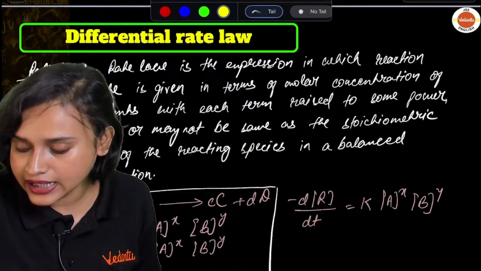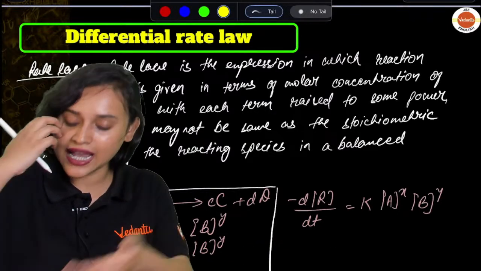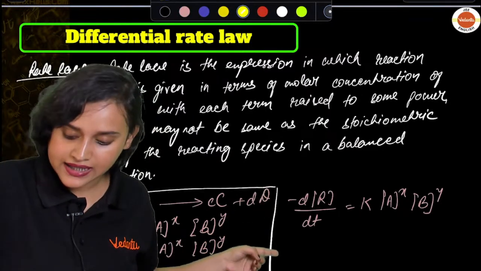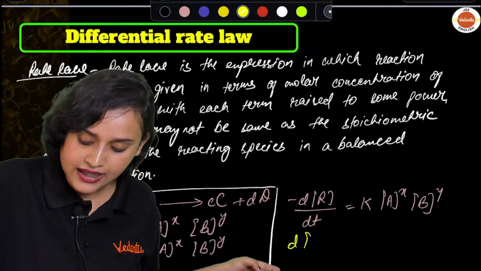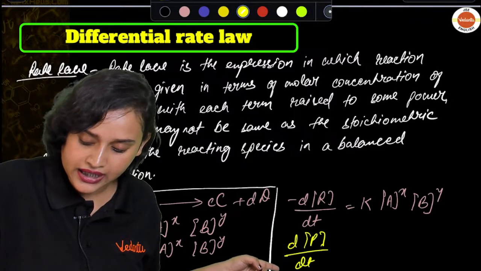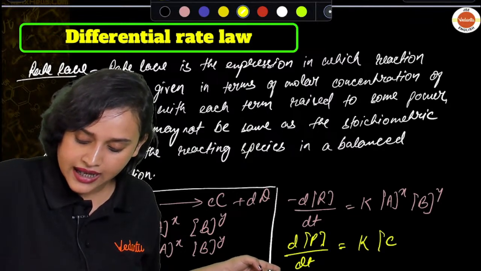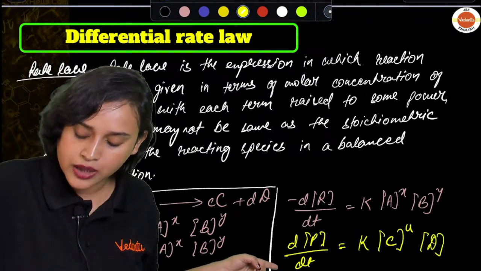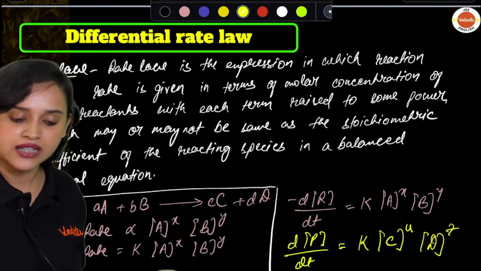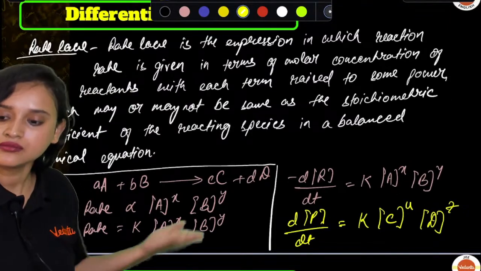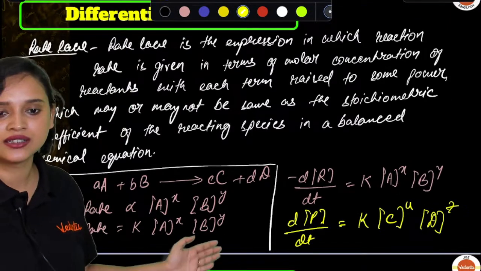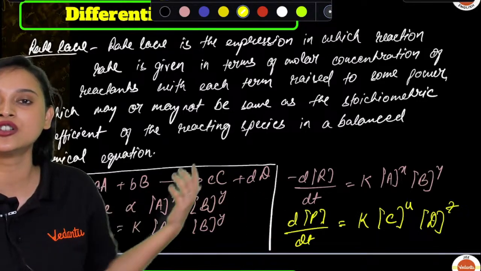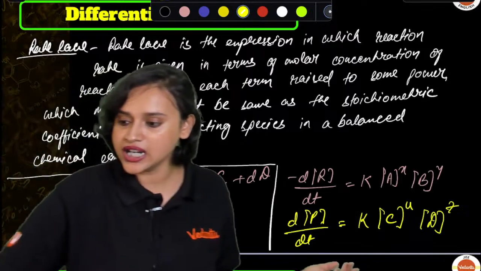Is there any rate equation with the concentration of product? Exactly the same you can write. Instead of minus d[R]/dt, you can write d[P]/dt is equal to k, let's say, C to the power u and D to the power z. This will be the differential rate law. That's it. It is exactly the same as for minus d[R]/dt. Yes, got it, Mahesh? Understood?